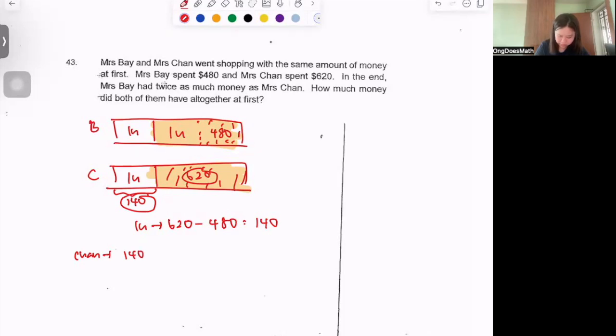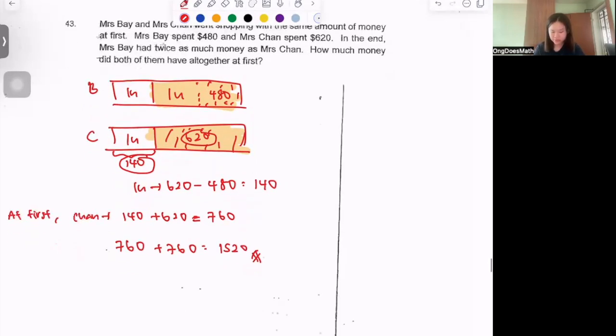plus 620. That should give you 760. And at first, Bei had the same amount of money as Chan. So to find out how much they had altogether at first, we just take 760 plus another 760, or simply 760 times 2. That should give you 1520. Hence the answer is 1520.